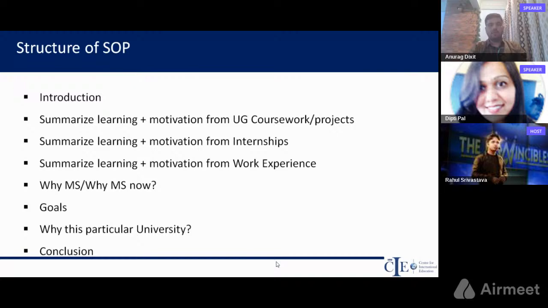And then, if you have gathered any work experience, you will summarize the learning and motivation from the work experience. Very important, you have to also address why an MS. Why do you want to pursue an MS? You have to explain that in depth, and also why doing an MS for you right now is the right thing. Why do you want to go for an MS at this stage in your career, at this stage in your life? These are very important questions that need to be answered in any SOP. If they are not answered, it makes for an incomplete SOP.